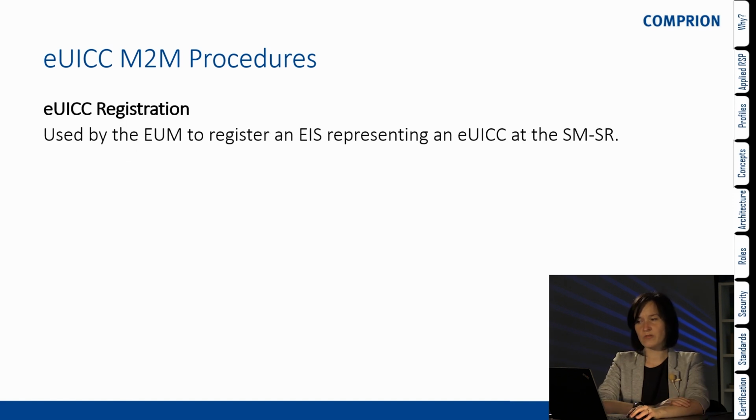Okay, eUICC registration is used by the EUM to register an eUICC information set representing an eUICC to the SM-SR. First of all, in the regular way, the eUICC information set needs to be registered by the SM-SR, otherwise the SM-SR doesn't know that this eUICC exists.